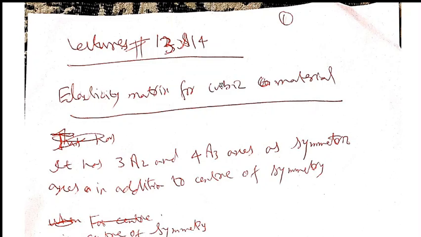We have discussed triclinic, monoclinic, orthotropic. In a similar fashion, we will discuss cubic and isotropic continua. After these 5, we have 3 more. They will be discussed in a different manner. Now, in this lecture, we will discuss only the elasticity matrix for cubic material and isotropic material.